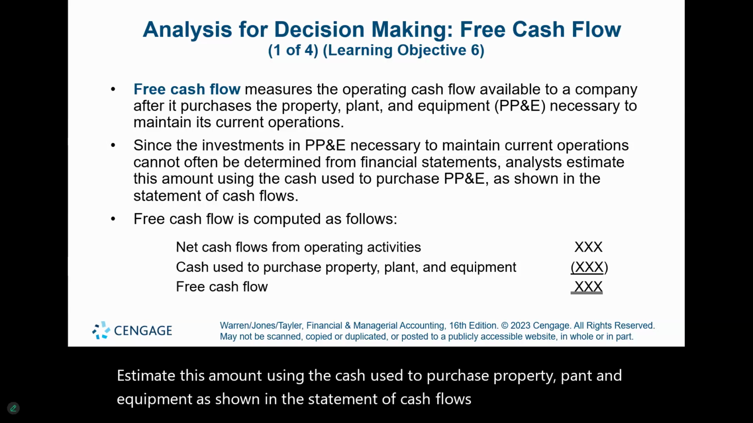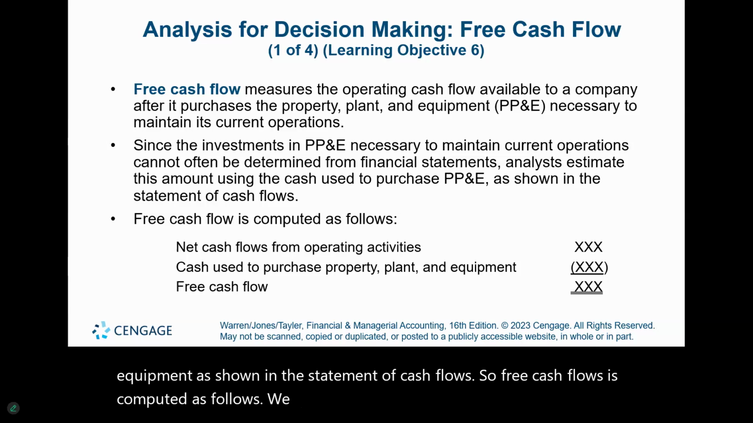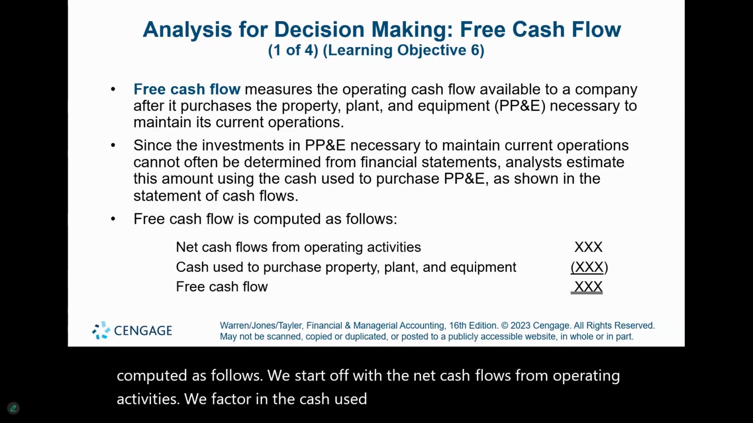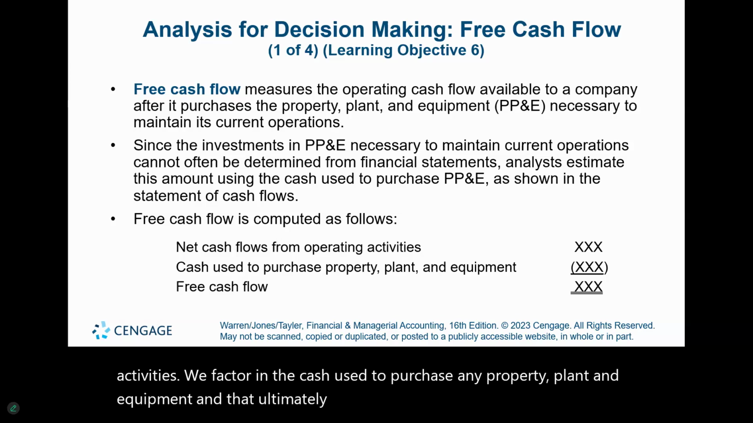So free cash flow is computed as follows. We start off with the net cash flows from operating activities. We factor in the cash used to purchase any property, plant, and equipment, and that ultimately determines the free cash flow.